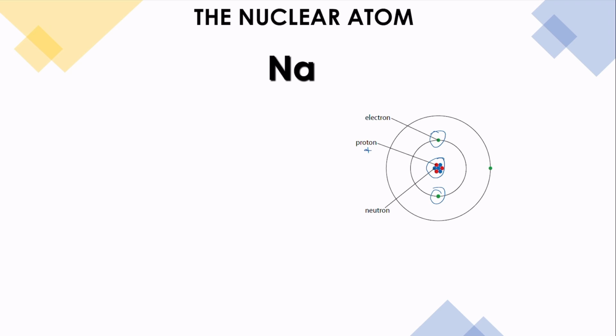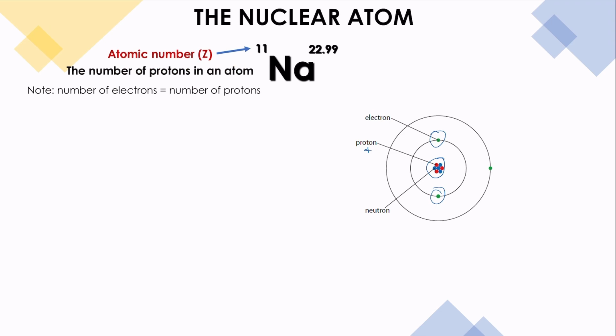We can see here, this is Na. Na is representing sodium. Each element or each atom is coming with two numbers. Like here in sodium, we have 11 and 22.99. We have the atomic number, which is 11, Z. It is representing the number of protons in an atom. And of course, when we have an atom, it means that it is neutral. Why is it neutral? Because the number of negative electrons is equal to the number of positive protons.